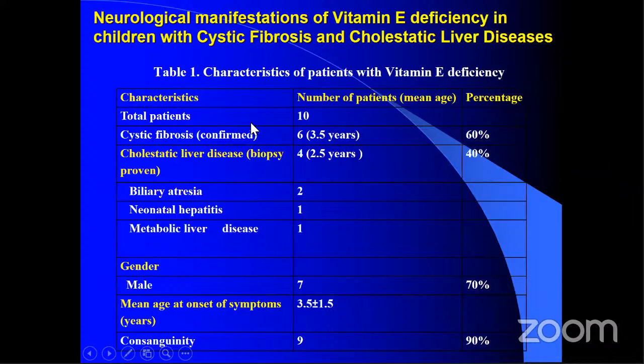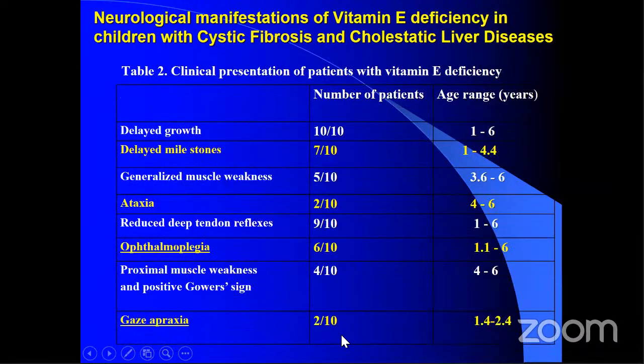There were 10 patients: cystic fibrosis 6, cholestatic liver disease 4, of which biliary atresia 2, neonatal hepatitis 1, metabolic liver disease 1. There were 7 males and 3 females. Consanguinity was high, in 9 patients. Delayed growth in 10, all of them. Delayed milestones in 7, generalized muscle weakness in 5, ataxia in 2, reduced deep tendon reflexes in 9, ophthalmoplegia in 6, proximal muscle weakness and wasting in 4, and gaze apraxia in 2.